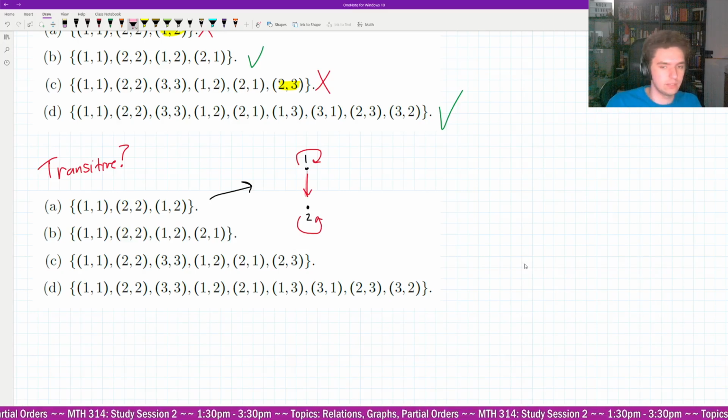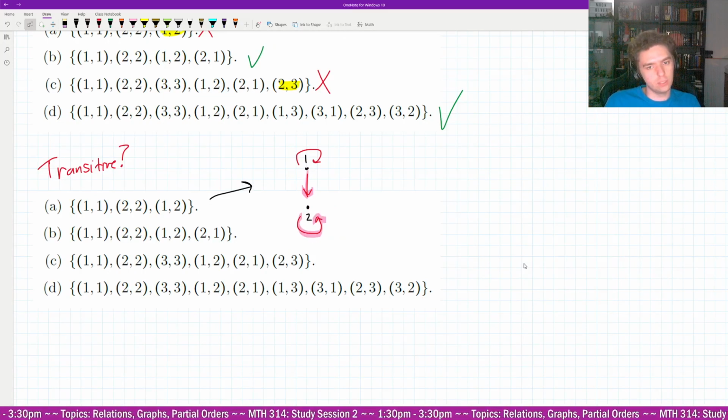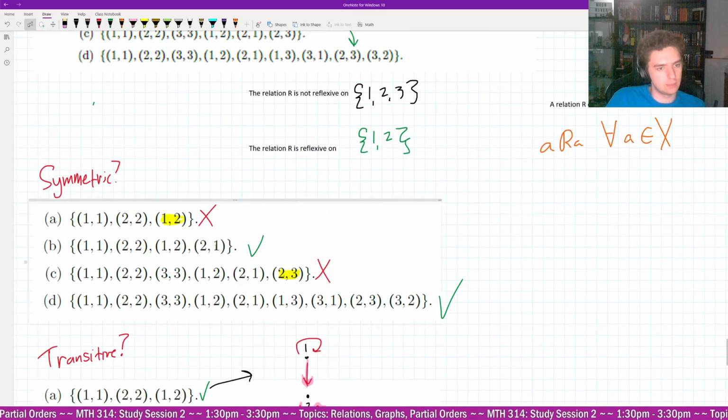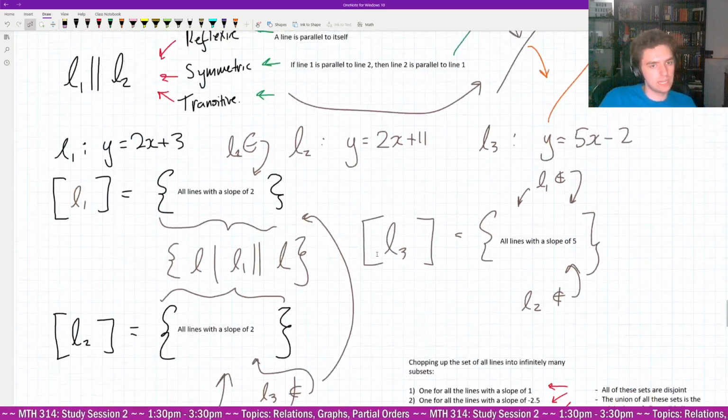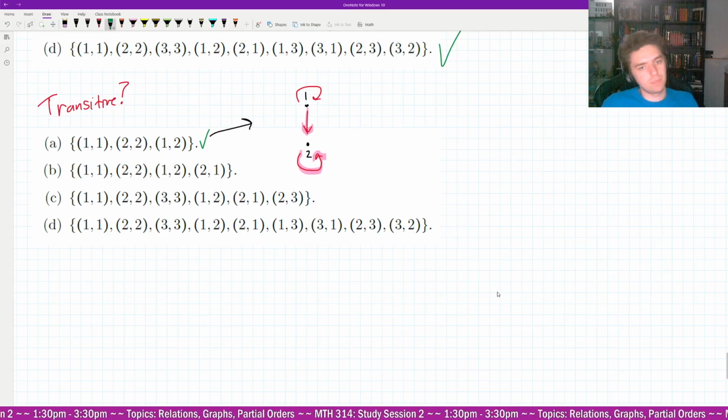Well, actually, I guess I don't have to even check this one because we already know it's not going to be an equivalence relation. Well, let's see. So it's 1 to 2, and 2 to 2 would imply 1 to 2. That's it. So it is actually transitive. But it's not an equivalence relation because it's not symmetric, so we don't even have to check that. The question was asking which ones are equivalence relations, but let's check all of them. It's good to just get practice.